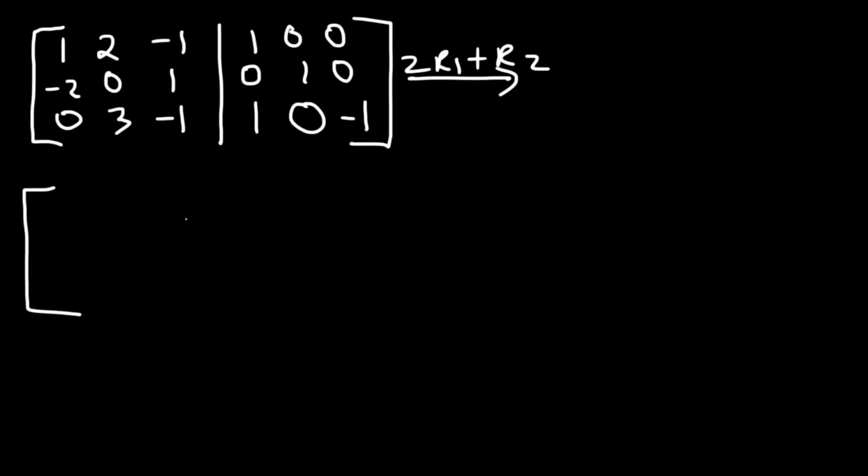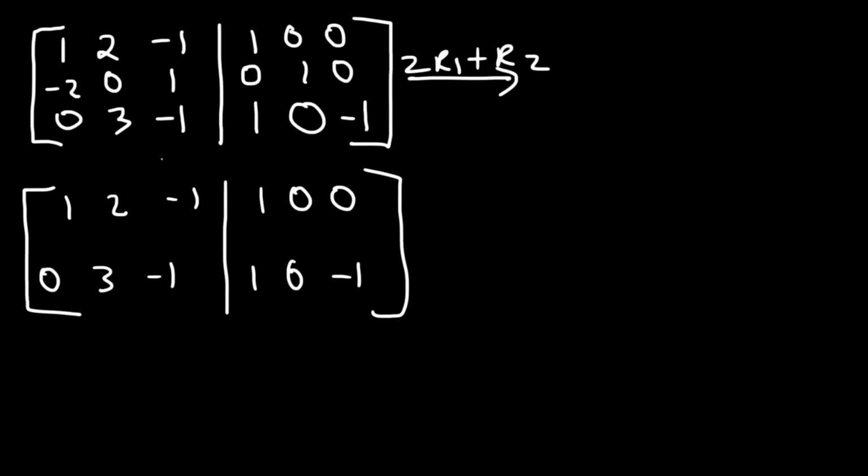So we're changing row 2. Row 1 is going to stay the same. Row 3 will remain the same as well. So 2 times 1 plus negative 2, that's going to be 0. 2 times 2 plus 0, that's going to be 4. 2 times negative 1, which is negative 2 plus 1, that's negative 1. 2 times 1 plus 0 is going to be 2. 2 times 0 plus 1, that's 1. 2 times 0 plus 0 is 0.